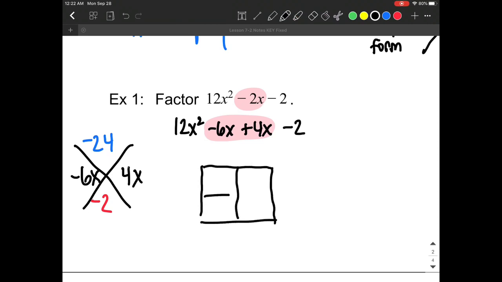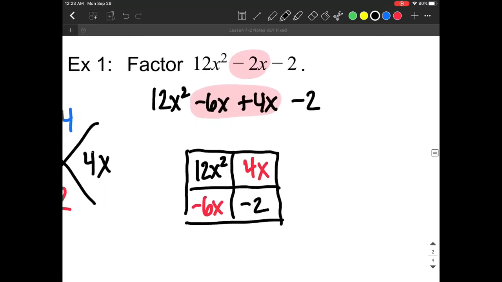Our area square has 4 boxes. Now we're going to go backwards from what we normally do. We're going to put these terms inside of the box, and then we're going to find the side lengths. The side lengths are going to tell us our factored form. I know always the x squared term goes in the top left, so 12x squared goes in the top left. I know always the constant goes at the bottom right, so I put negative 2 at the bottom right. The 2 middle terms, it doesn't matter where you put them. I'm going to put negative 6x here, and I'm going to put 4x here.